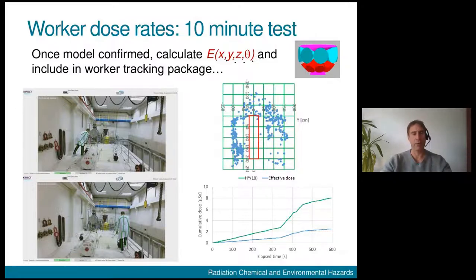So we're able then to embed that within the worker tracking package and come up with a similar estimate as we did in the UKHSA field. So as an individual moves around the facility and works and stands and kneels and so on, we're able to track their position as an XY plot. And of course, this is suppressing two of the important parameters, so the height and the angle. And that's manifested then in the graph of the cumulative dose. So if we compare the H*10 with the effective dose, of course, both increase over time, but the H*10 increases more than the effective dose because, of course, effective dose is angle dependent, whereas H*10 is normally conservative. So again, another success, hopefully, for the approach.